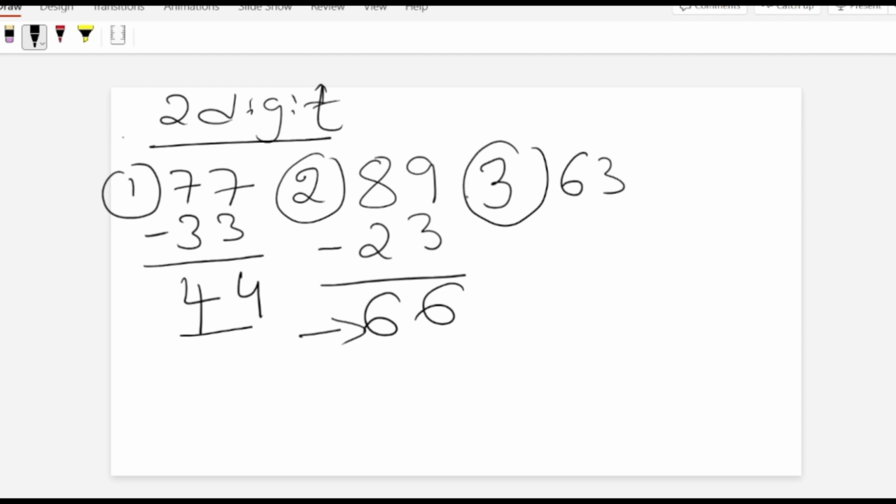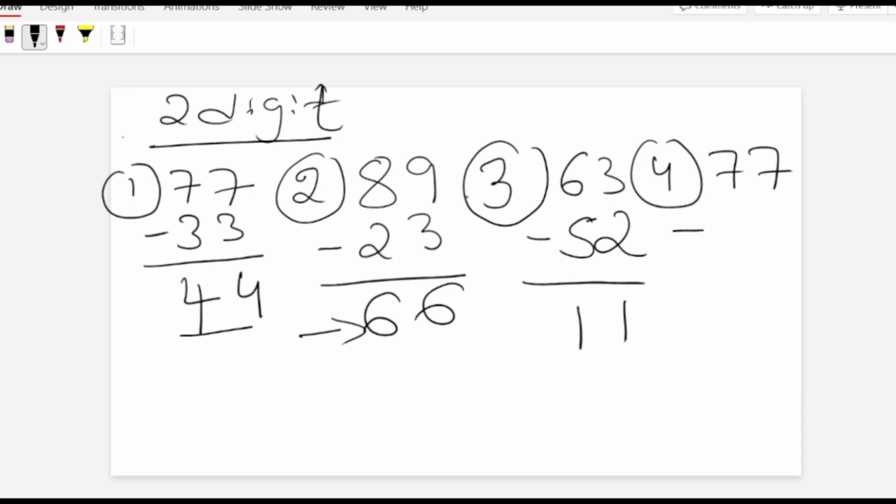63 minus 52. Subtract these two numbers. 3 minus 2, how much? 1. 6 minus 5 equal to 1. The answer is 11. Okay. These are simple examples in subtraction. Let's take the fourth example.